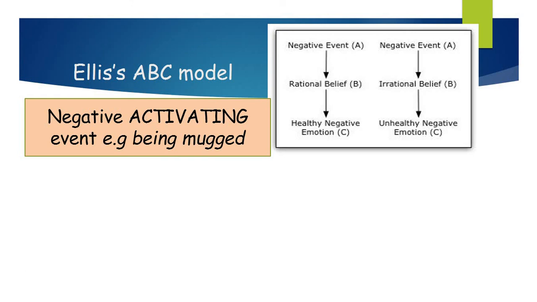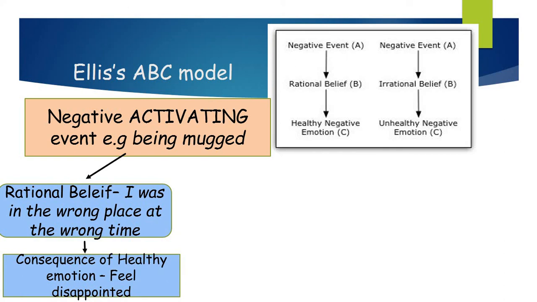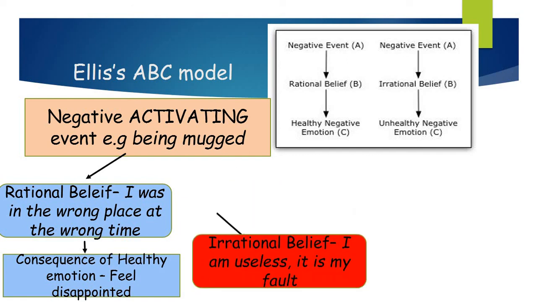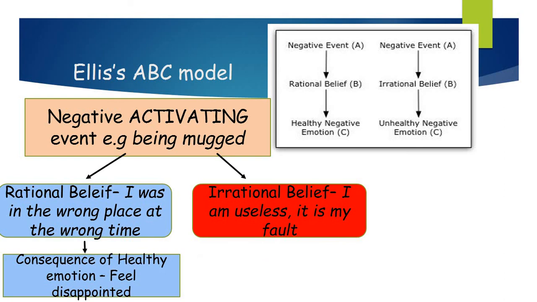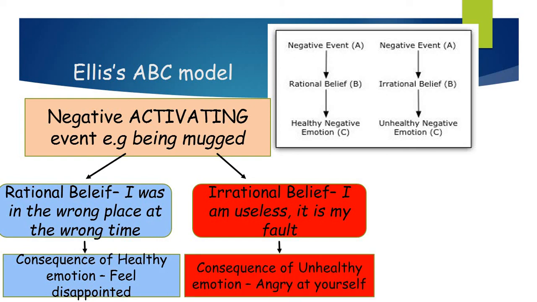Okay, and we've got another example here. So you might be really unfortunate and be mugged, for example. The rational belief would be, I was in the wrong place at the wrong time, and the consequence of the healthy emotion was you feel disappointed. Okay, you feel upset, you feel disappointed, and that's upsetting. But you're able to deal with that. Somebody who's suffering with depression, if they're to be mugged, their irrational belief was, I am useless, it's my fault that I got mugged. And again, this ties into the external locus of control idea as well. As a consequence then, you have an unhealthy emotion and you might be angry at yourself.